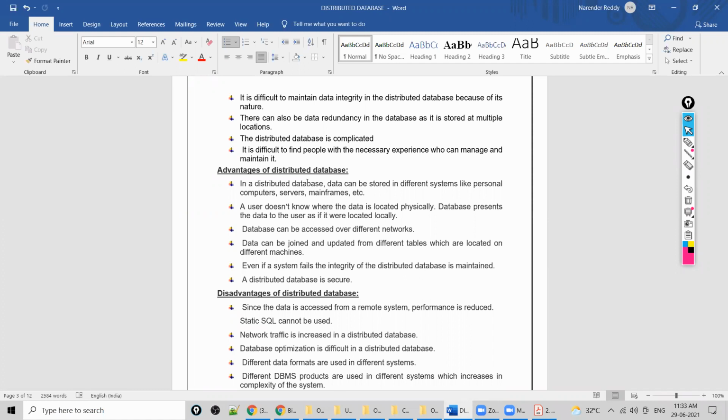Okay, now come to number two. What is the number two advantage, madam? A user does not know where the data is located physically. The database presents the data to the user. Simple, madam.